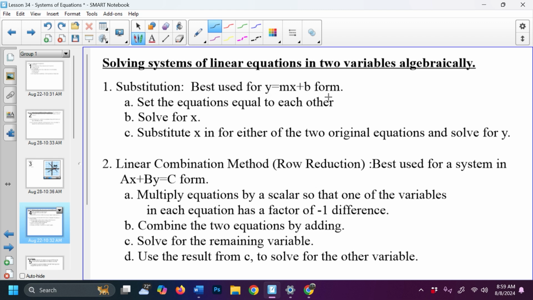But if both of them are in y equals mx plus b form, set the equations equal to each other, solve for x, and then substitute the x that you found in either of the two original equations, and then you'll solve for y.